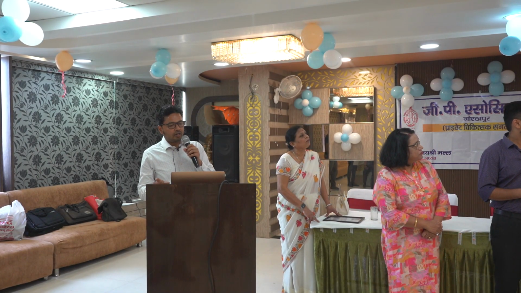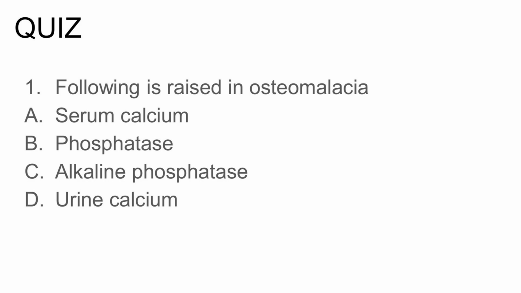Question number 1. Which of the following is raised in osteomalacia? Rest of the things are normal. Serum calcium, serum phosphate, alkaline phosphatase, and urine calcium.